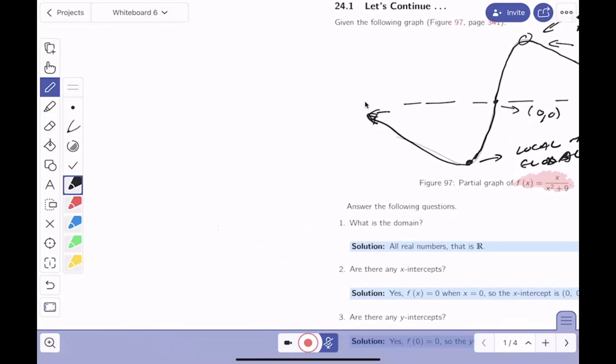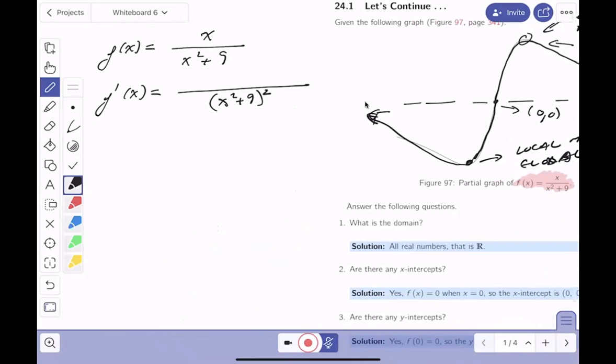Now, this might be tough, but I got to get derivatives. And then we'll look at the question they asked. Maybe we've already answered the questions. Who knows? So f of x is, let's see, x over x squared plus 9. And so f prime, square the bottom, that wasn't so bad. Bring the bottom to the top, times the derivative of the top, minus the top, times the derivative of the bottom, which is 2x. I got to clean it up.